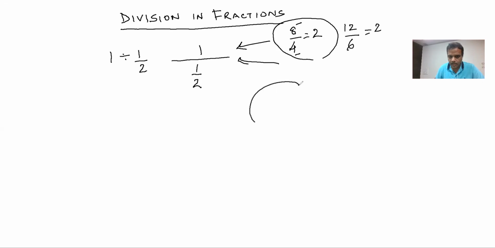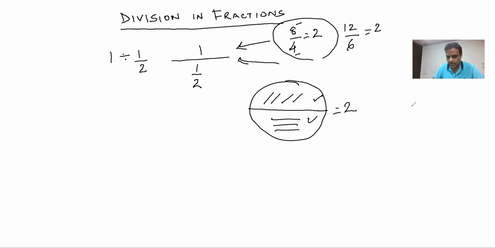If I can make a pizza and divide it into 2 parts, and then I ask you, tell me how many halves are there in 1. This is what I'm asking. How many halves are there in 1? 2. So the answer is 2.